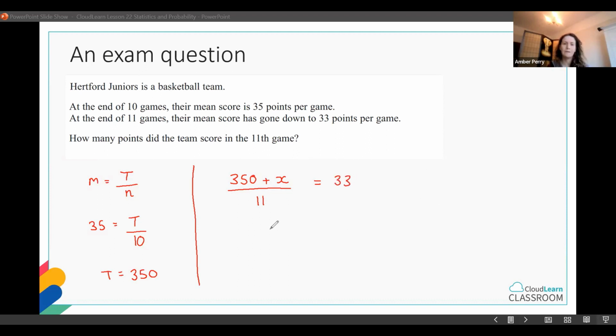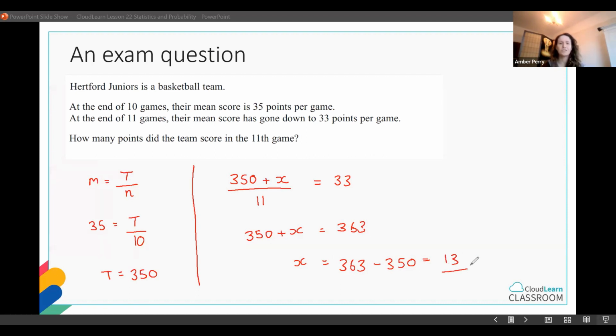Okay. So we've got a new equation now that we have to solve. So a little bit more complicated, a two-step equation this time. So now we can solve it in two parts. 350 plus X is going to be, multiplying up, 33 times 11. I'm going to calculate right now, that is 363. And then X, that number that we don't know, is going to be found by just subtracting that 350 from both sides. So 363 minus 350 is going to be 13.